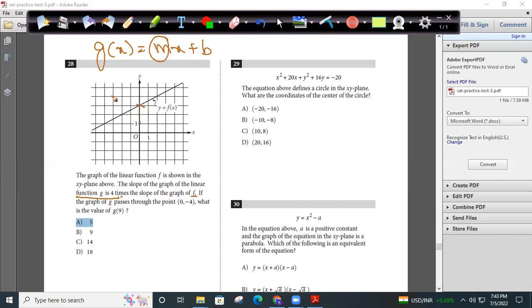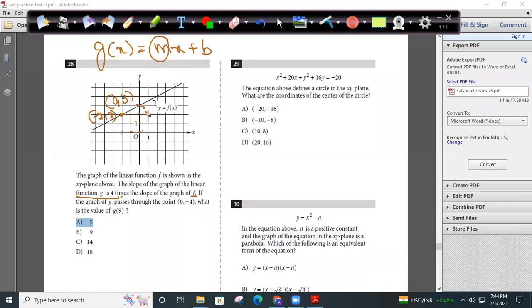1, 2, 3. So this point is 0, 3. And take any other point that you like. Let me take this point, but please be careful when you're counting: 1, 2, minus 2, 2. Be careful when you're counting the points. If not, you'll go wrong here. So the points I took are minus 2, 2 and 0, 3.